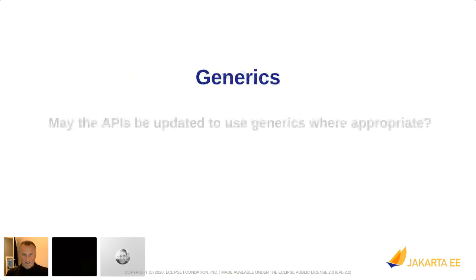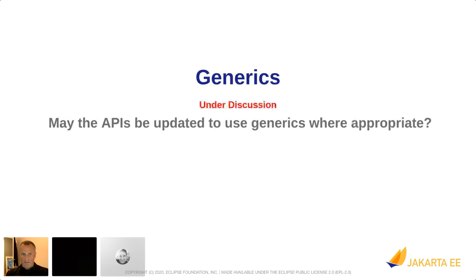So there's one thing we are discussing, and this is not decided yet. The question is, may the APIs be updated to use generics where appropriate? This is something we are currently discussing on the mailing list. I think the last comments on the thread see that this is probably something we're going to wait with until the next release. But it's still under discussion, and it may be that we convince ourselves that this is a good thing to do now, but probably something we do for the next release. If you have any viewpoints on this, please join the discussion there.